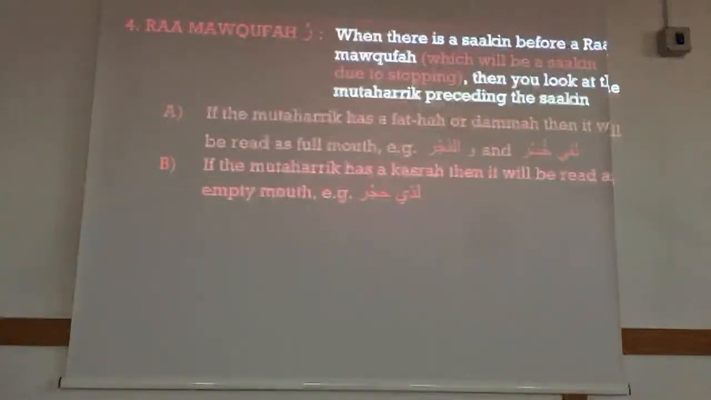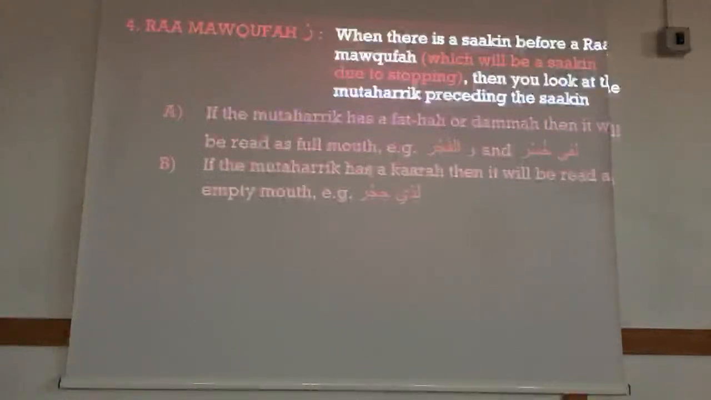I want to stop. Wal fajr. Do you understand? I'm stopping now. I don't want to carry on anymore. And we established if you carry on, the ra is empty because the ra has a kasra. But if we stop now, what do we do? First step, let's look at the letter before. What's the letter before? Jim. And what does the jim have? It's got sukoon, isn't it? Wal fajr. The jim has a sukoon as well.